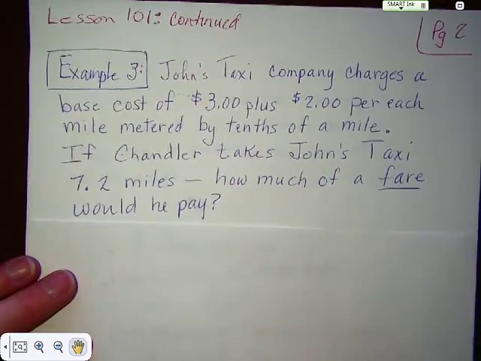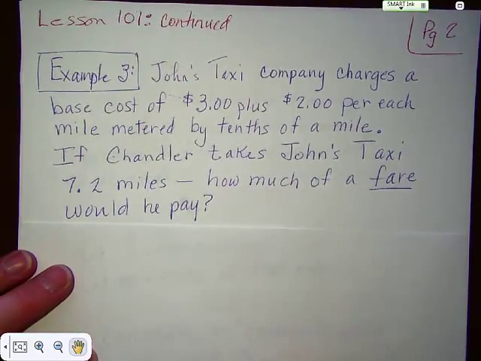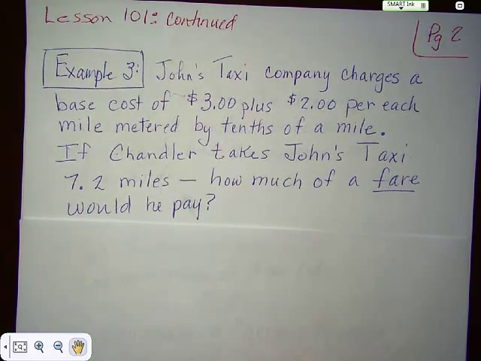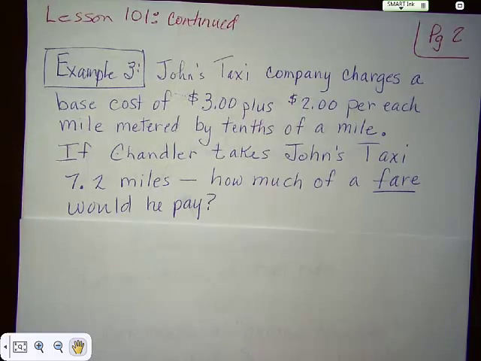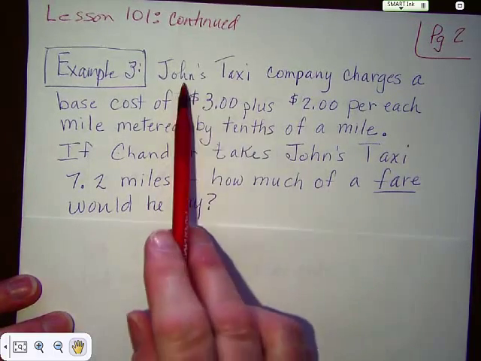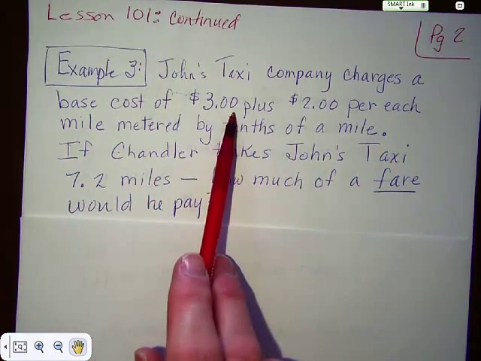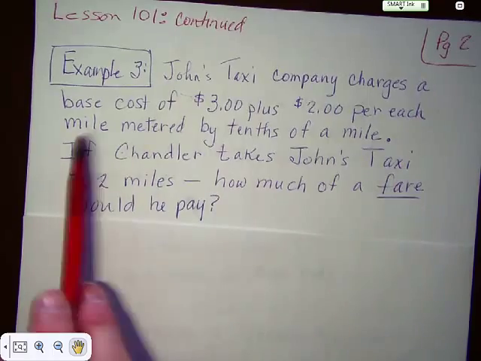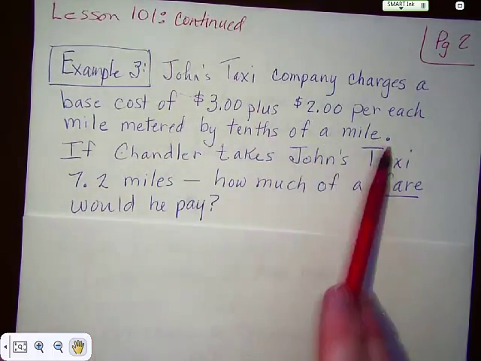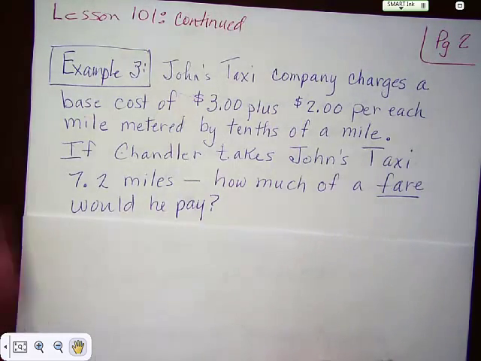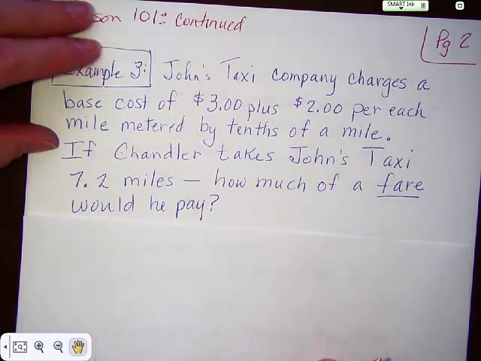Okay, here's another one, and this one's pretty easy. This is talking about taxi fare. You sometimes see these with cell phone plans and things like that, where you have a basic charge and then you're charged by the minute or by the mile, and that's on top of that basic charge. John's taxi company charges a base cost of $3 for a trip, plus $2 per each mile, metered by tenths of a mile. So if Chandler takes John's taxi service 7.2 miles, how much of a fare would he pay?